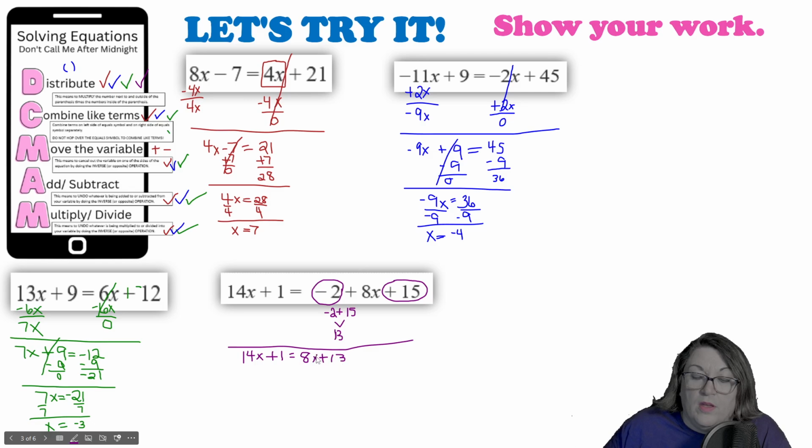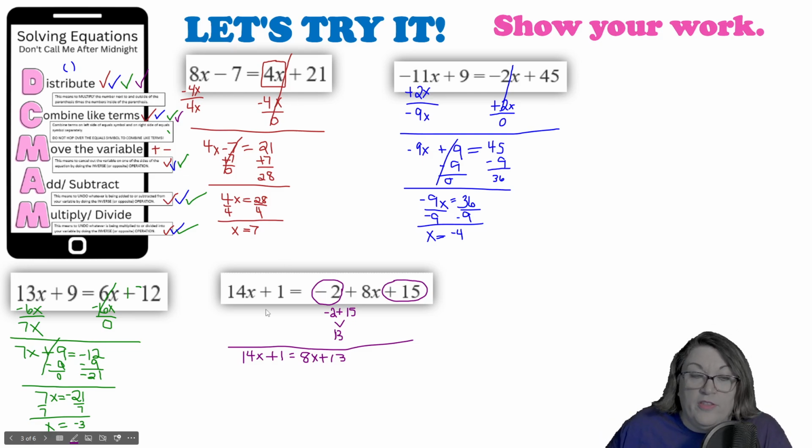Okay. Now you really do need to do these first two steps before you start moving variables. I have a lot of students who forget to combine like terms sometimes, and they start trying to move the variable over, and sometimes they run into problems. So it's really a good thing to just get into the habit of doing that first, then start moving the variables over, because there could be other variables over there you need to combine together, right?